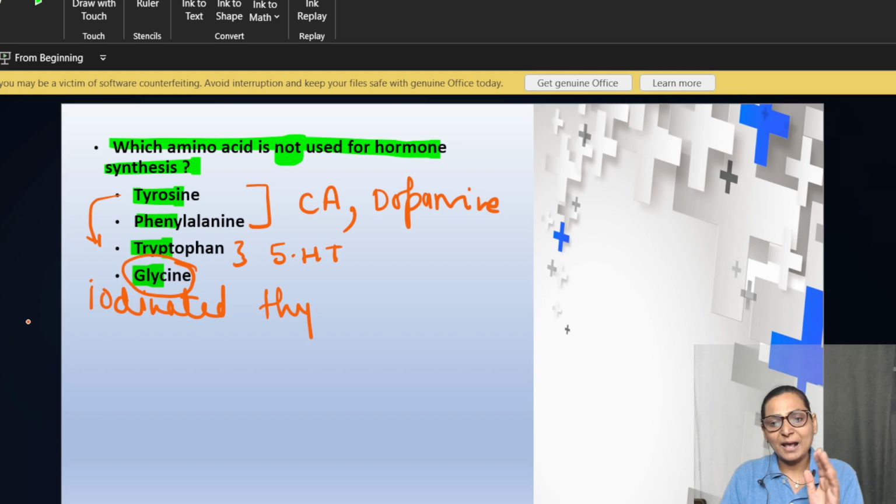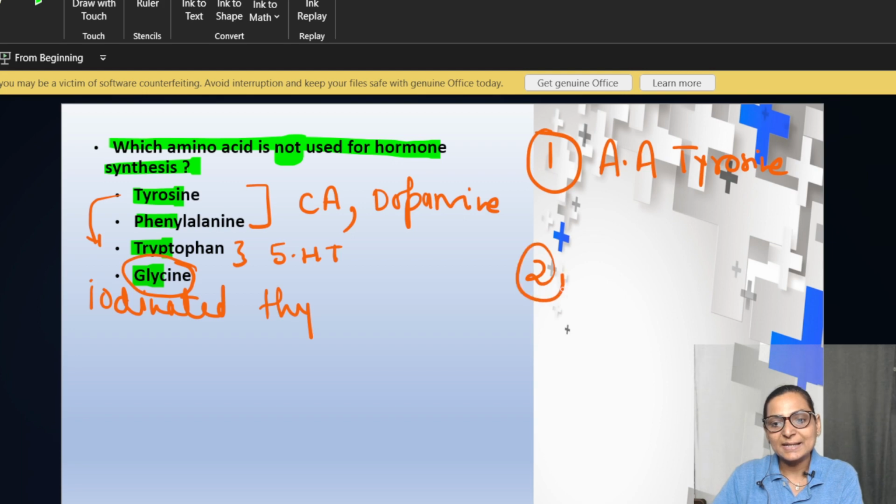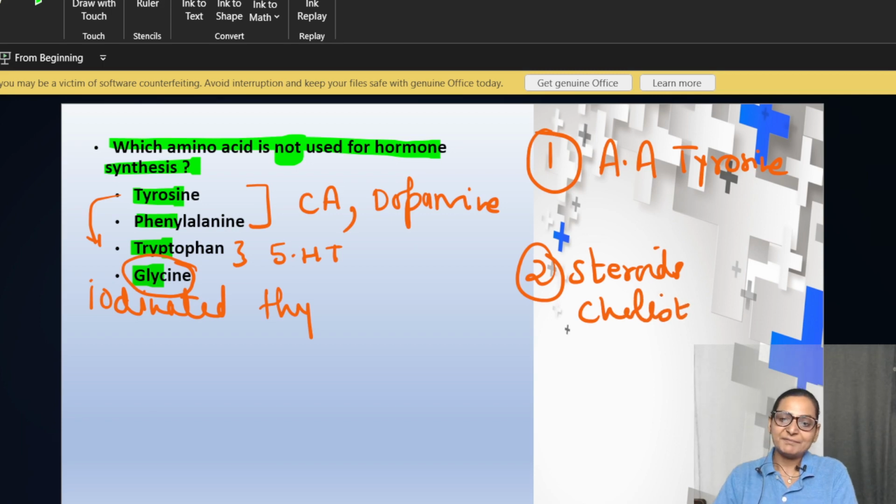So whenever you are having a question on hormone synthesis, remember you can categorize them first as those which are synthesized from the amino acid tyrosine that we've just seen. Second will be your steroids. All of them are synthesized from the common precursor, that is cholesterol, which will be your sex steroids, your adrenal cortex hormones and vitamin D.